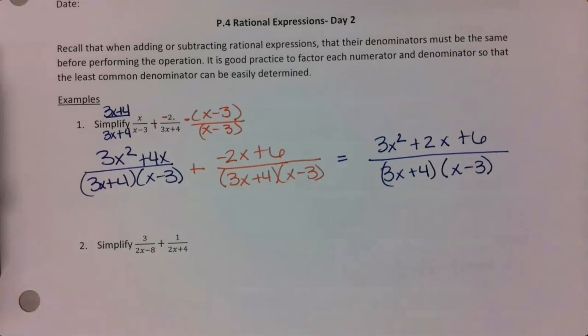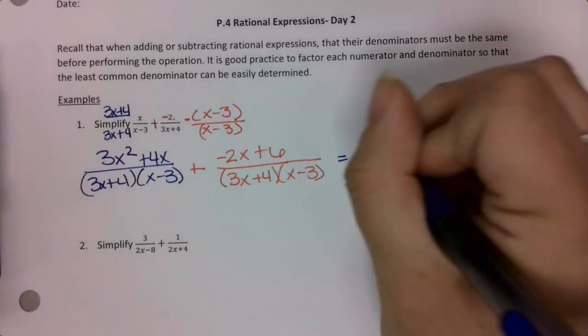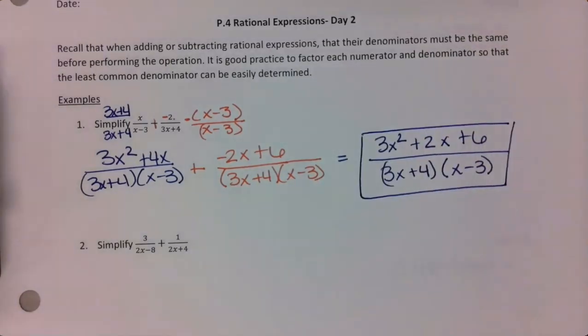Okay, so next I want to check to see if I can factor my numerator. So if I use the AC method, I would take 3 times 6, which gives me 18. And I'm looking for two numbers that multiply to positive 18 and add up to positive 2. Two numbers that multiply to positive 18 and add to positive 2. No. 18 came from the 3 times 6. Okay, so I can't factor it anymore, and that is my final answer.